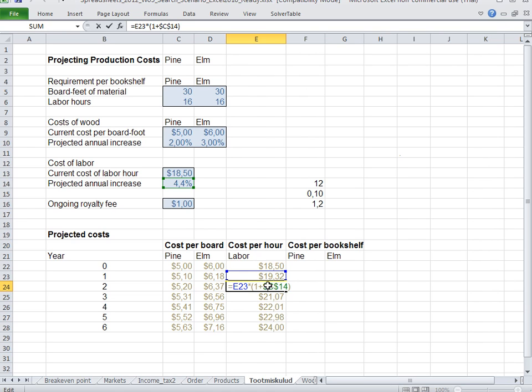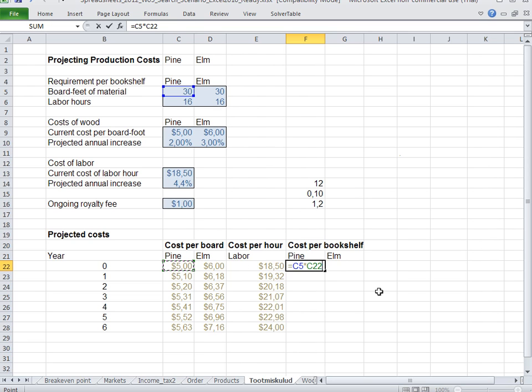And now that we've calculated this as well, we can just calculate the cost of a bookshelf, let's say made out of pine, for, let's say, the first year. The cost itself is going to be like this, equals, and we take at first how much wood we need, 30 working hours, times the price of wood for that year, the price of pine for that year. Okay, so that's one part.